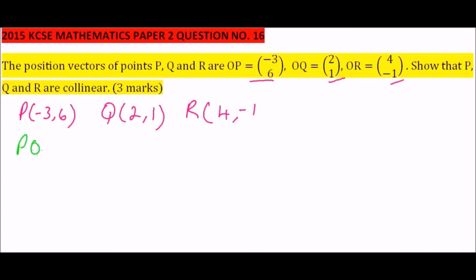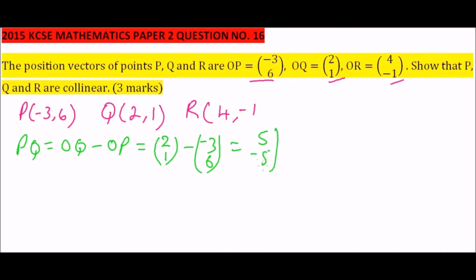That is PQ equals OQ minus OP, which is equal to... we are given OQ is (2, 1) and OP is (-3, 6). So when you do that, you should get 5. 2 minus minus 3 is 5, and 1 minus 6 is minus 5. So this is the same as (5, -5). We count 5 and will be left with (1, -1).